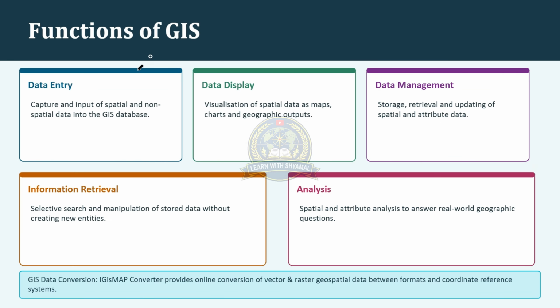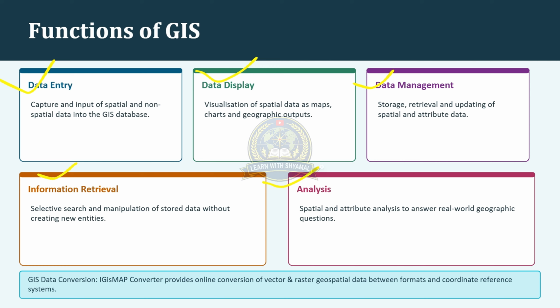Okay, functions of GIS. Data entry: capture and input of spatial and non-spatial data into the GIS database. Data display: visualization of spatial data as maps, charts and geographic outputs. Data management: storage, retrieval and updating of spatial and attribute data. Information retrieval: selective search and manipulation of stored data without creating new entities. Analysis: spatial and attribute analysis to answer real-world geographic questions.